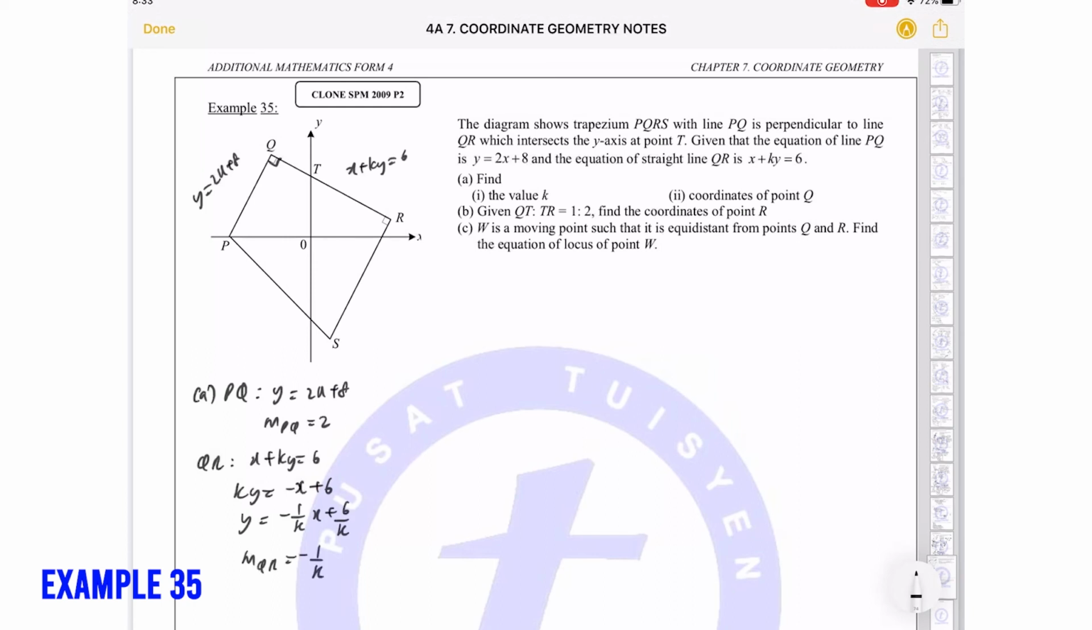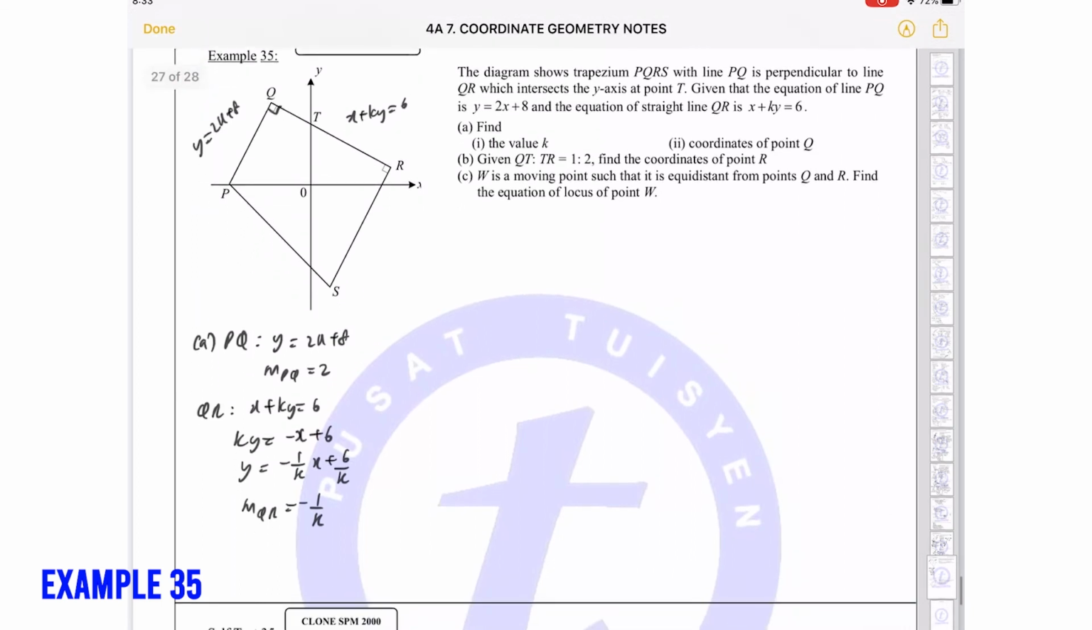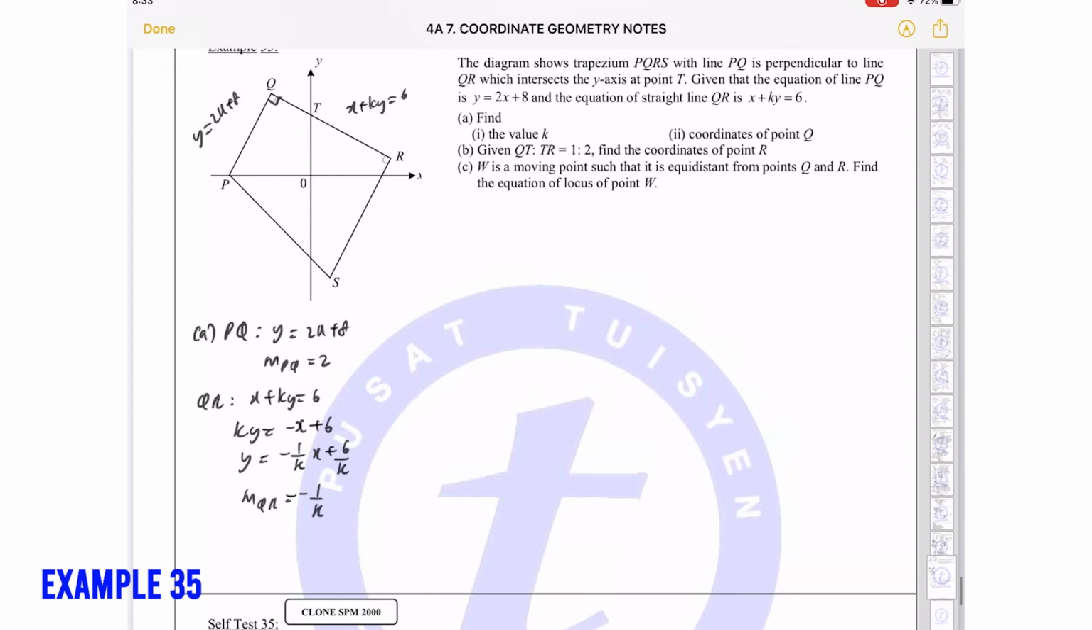Now, when you multiply these two together, gradient m1, which is 2, times gradient m2, -1 over k, equals -1. So k is just 2. Okay, so first part, yeah, not too difficult.